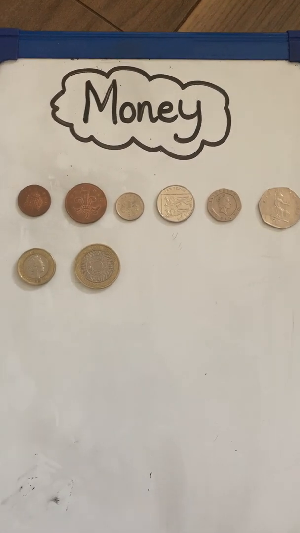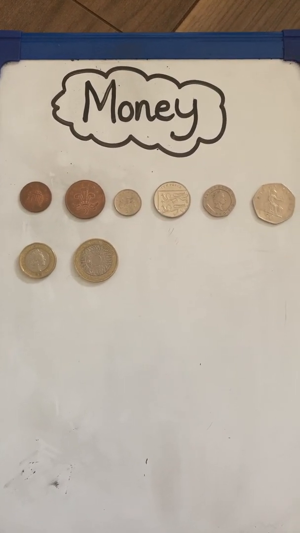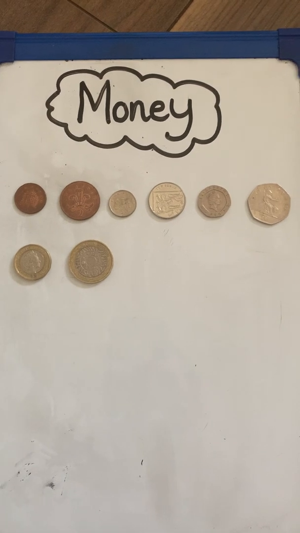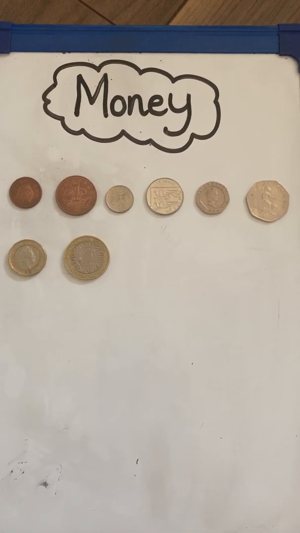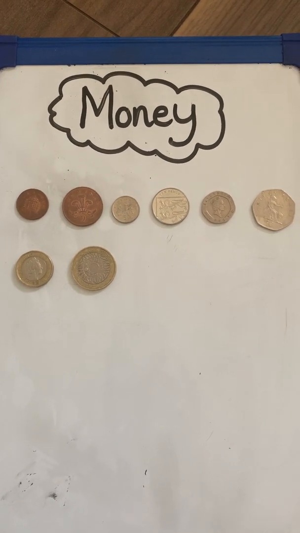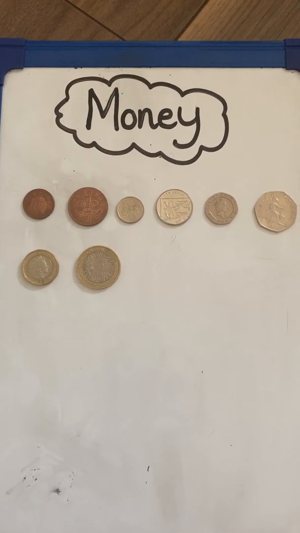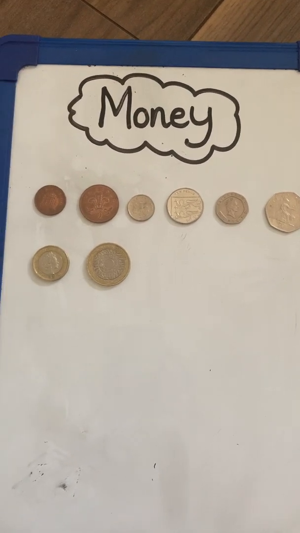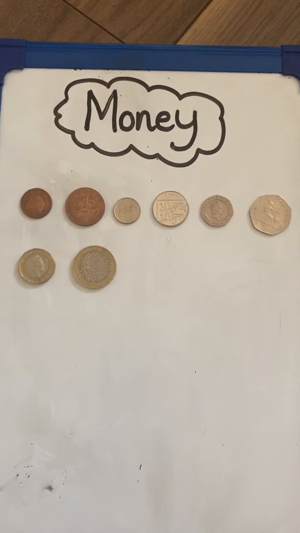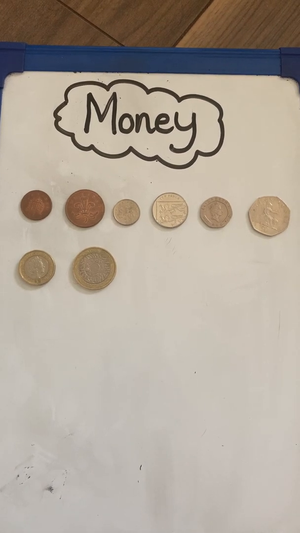Hi Year 2s. Today's session we're looking at money. So we're going to look at the different coins and their value and then see how we can use our counting skills in 2s, 5s and 10s and 1s just like we have done in class, and our place value skills to help us to count amounts of money.